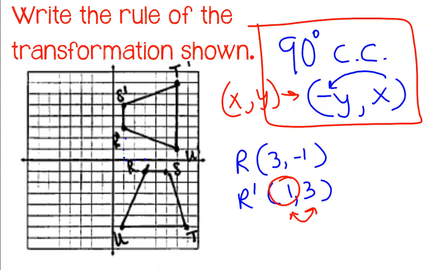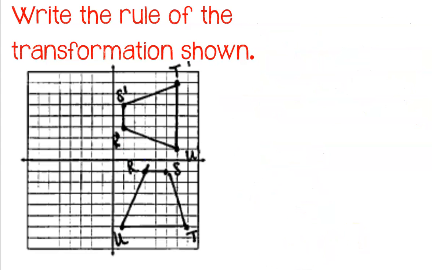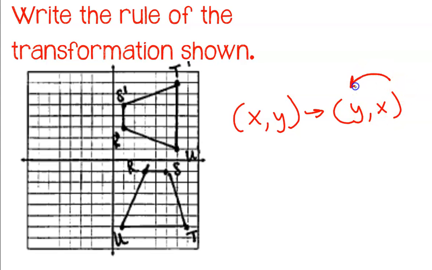And if you're looking at a rotation, you're looking to write the rule for which direction you are rotating. So if you are rotating 90 degrees counterclockwise, you would say you swap the points and you negate the first value. Alright, so that's how you write a rule. Now, how do you actually draw a transformation?